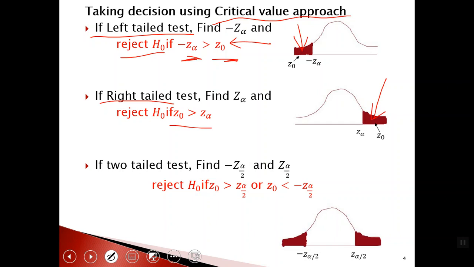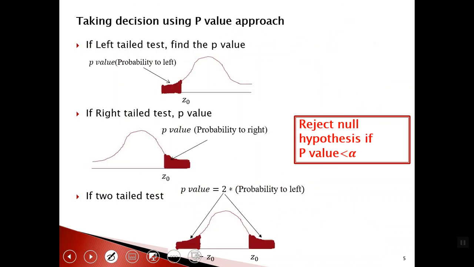If it is a two tail test, we reject H naught if z naught is greater than z alpha over 2 or z naught is less than negative z alpha over 2, which means my z naught is somewhere here or here. Whatever is inside the rejection region, we reject it. This red color means rejection region. If you are using the p-value approach, same thing. If it is a left tail test, find the p-value. If the p-value is somewhere here, then reject it.